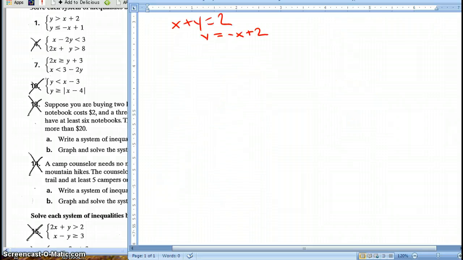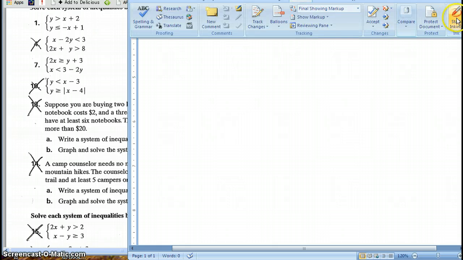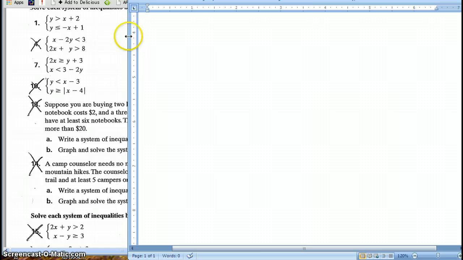The next question that I had was from section 3.3 homework, the ones that you did last Friday. Number 7 was one of the questions. The question said solve the system of inequalities, and you have to do this by graphing. So just like in the previous examples, if you're given this as your first equation, number 7, you have to solve for y. So I'm going to subtract 3 from both sides. So I have 2x minus 3 is greater than or equal to y.